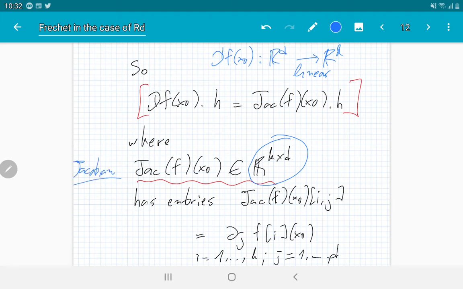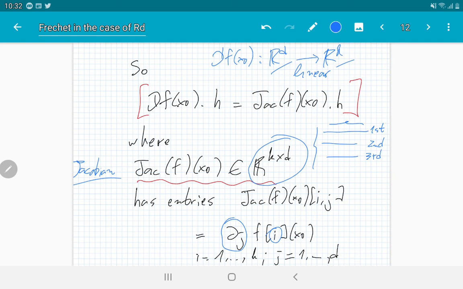What is this matrix like? Well, it has k rows and d columns just because it represents a linear transformation from R^d to R^k. And if I look at the ith row, jth column, that's the jth partial derivative of the ith coordinate of f. So basically, on each row, you put the partial derivatives of the first coordinate and then the second coordinate and third coordinate. So these are the coordinates and these are the partial derivatives.